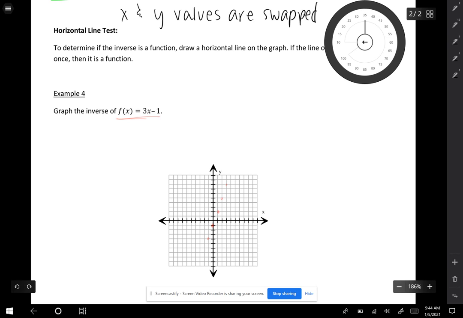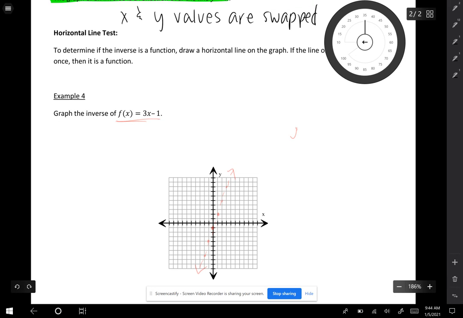Okay, but for the inverse, we need to take all of those points and we need to swap the x and the y values. So as an example, that y-intercept is (0, -1). So for the inverse, we're going to swap it. It's going to be (-1, 0).